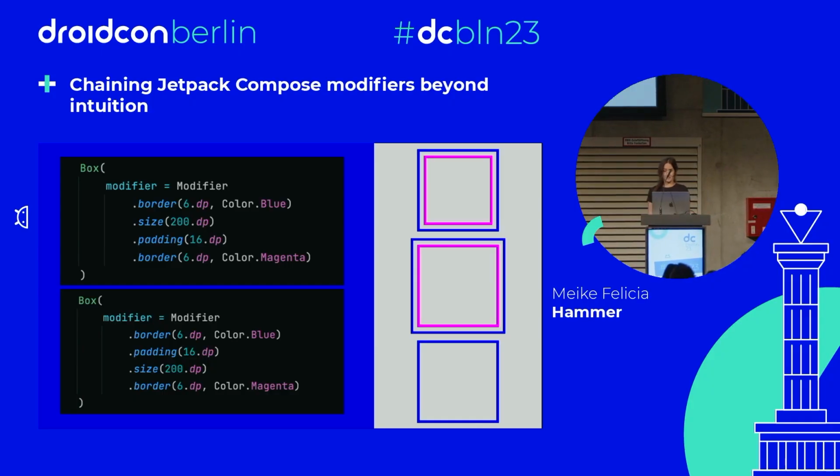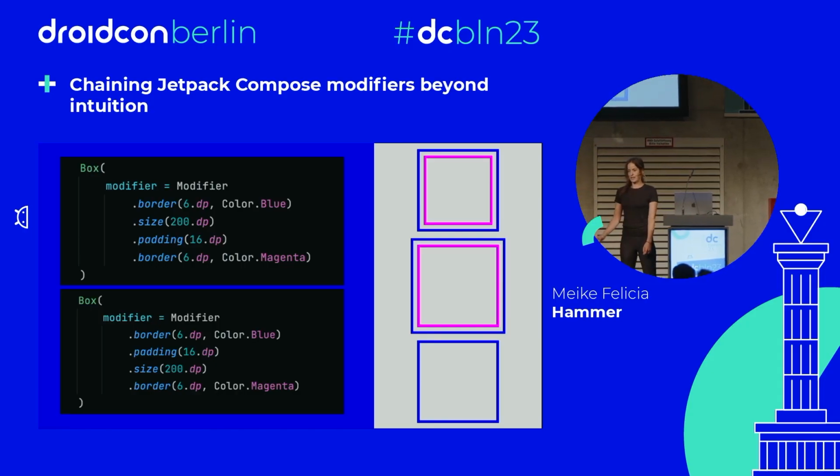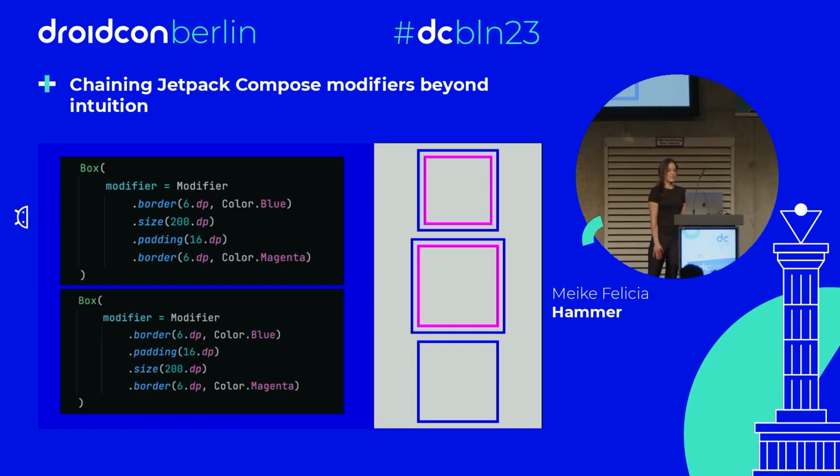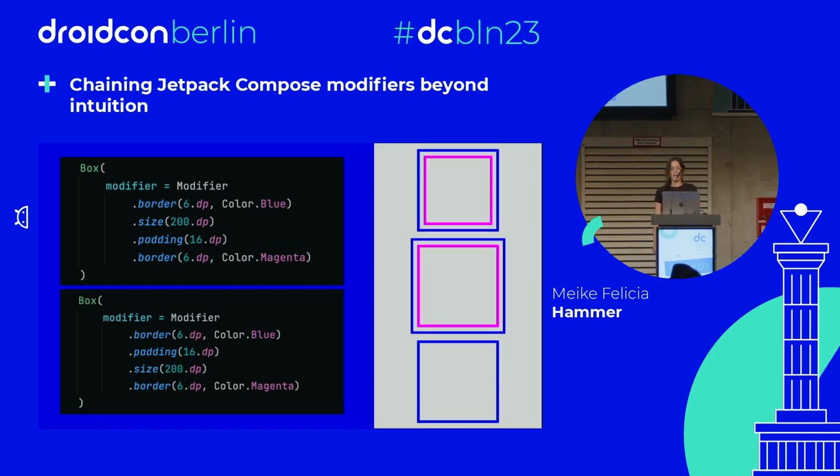Why is that? Let's check out the source code for our first box. The border modifier comes in, says like, I want to have a blue border, don't know where to place it yet, but give me some size. So the size modifier comes in, says 200 dp, and it gets placed at 200 dp. Afterwards, the following modifier says, make an inset padding, so an inside intrinsic of 16 dp, and that's where the magenta version is going to be placed.